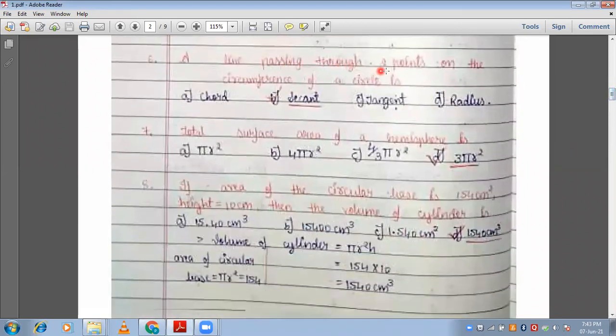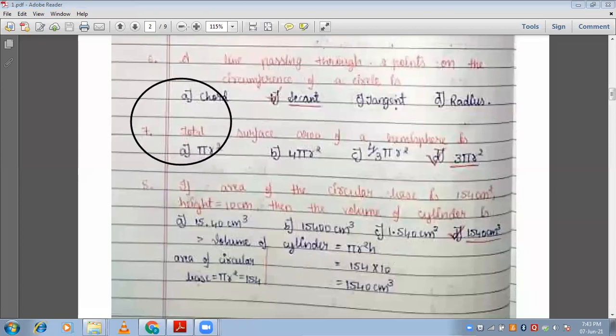A line passing through 2 points on the circumference of a circle is dash. So this is the circle. For this circle, a line is passing through 2 points on the circumference. Yes, here one point touches the circumference and the second point touches here. Two points touch the circumference. Then what do we call this line? This line is called a secant. So option B is right.